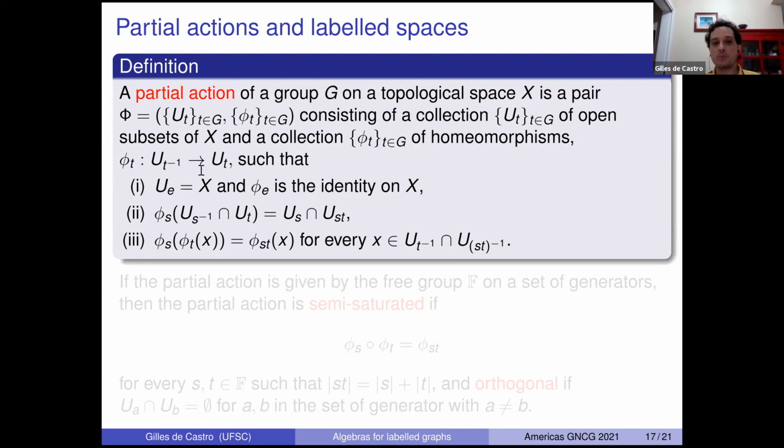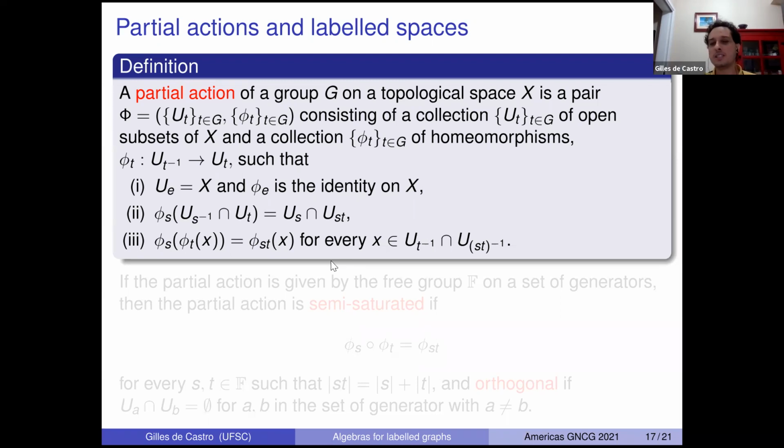The identity of the group is going to be the identity of the whole space. And this third condition is that in the action case, this should be equal: the composition of phi of S and phi of T should be phi of ST. But in the partial action, this is just equal when it makes sense. So we need this condition on X.